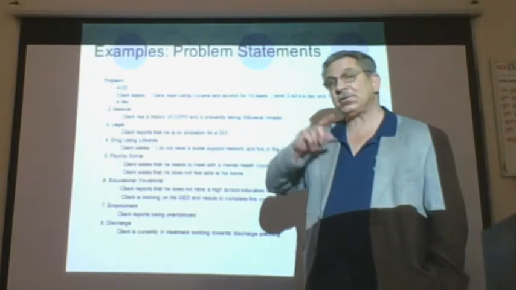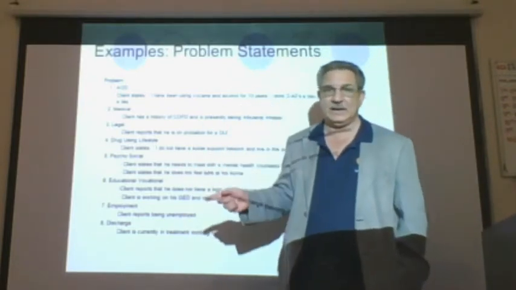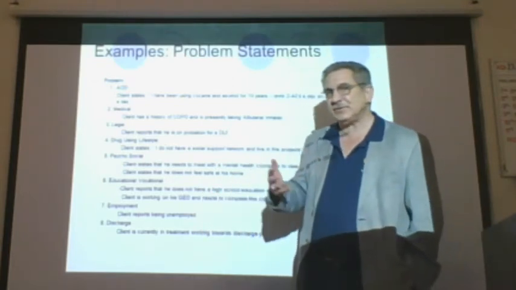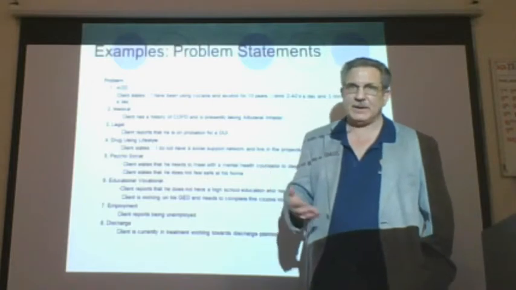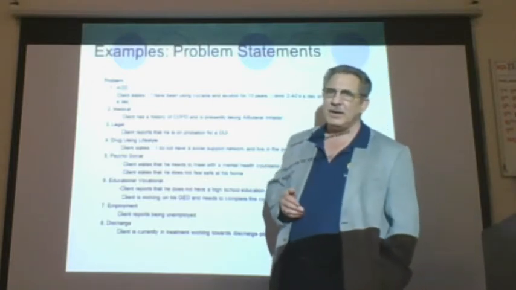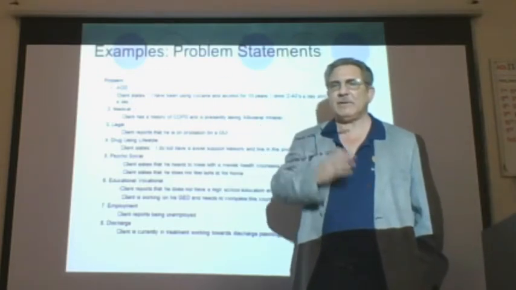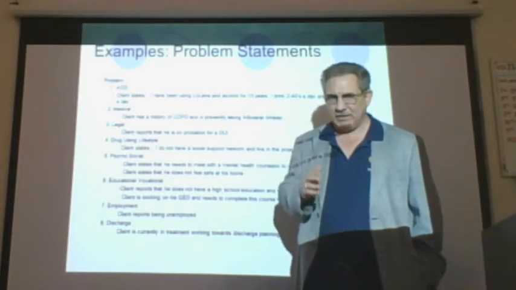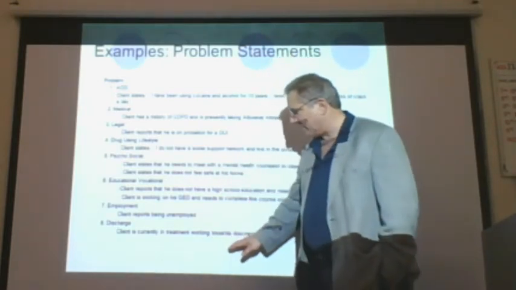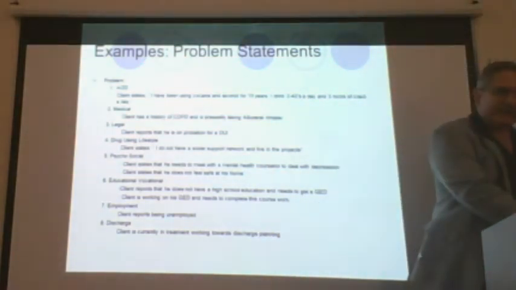Because if you plan for discharge on day number 9 and the patient is done on day number 10, you're going to have a problem. Because you've got dependency issues, you've got all kinds of stuff that's happening. You start to plan on day 1 and start to say, now I want you to take a look at these goals in respect to you leaving this program. How are these goals and how are these problems going to help you resolve your issues out there so that you don't relapse again? So client is in treatment working towards discharge planning.